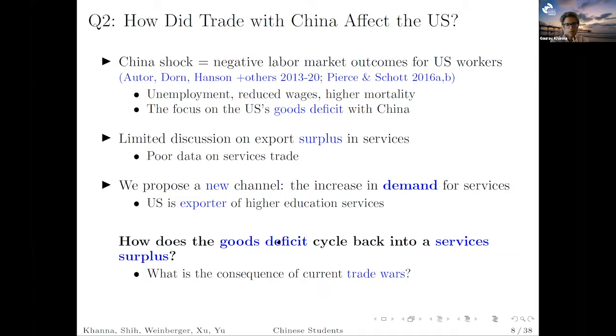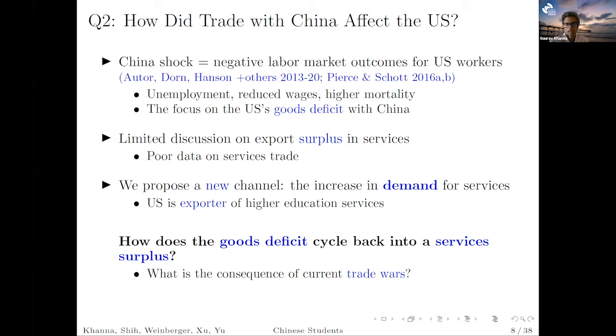And so we want to know how this goods deficit really cycles back as a services surplus, right? So once we identify this elasticity between the goods deficit and the service surplus, we can then do these counterfactuals where we can really unpack what the consequences of these current trade wars are.